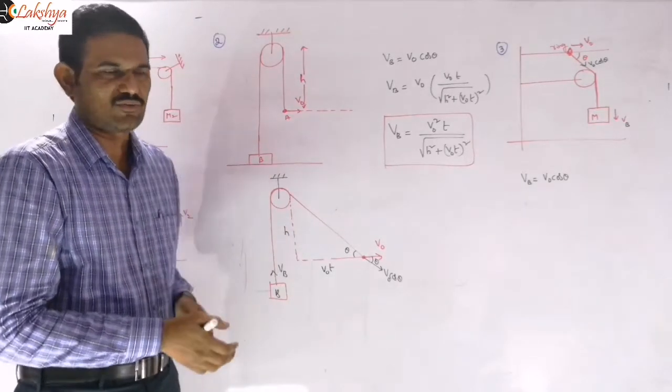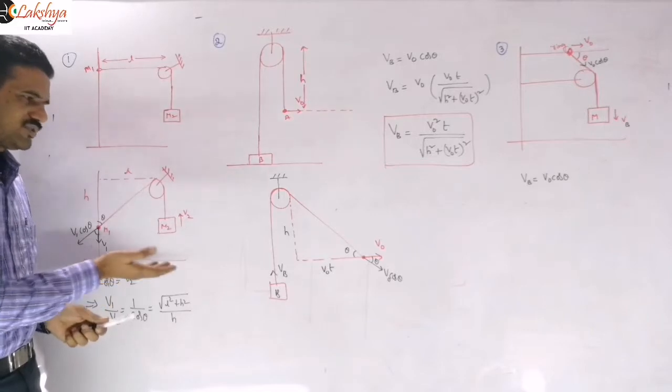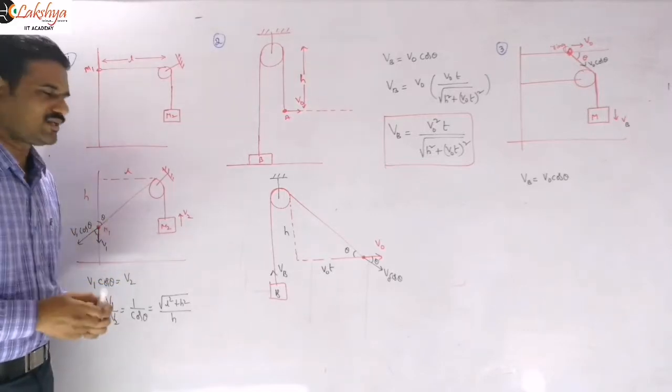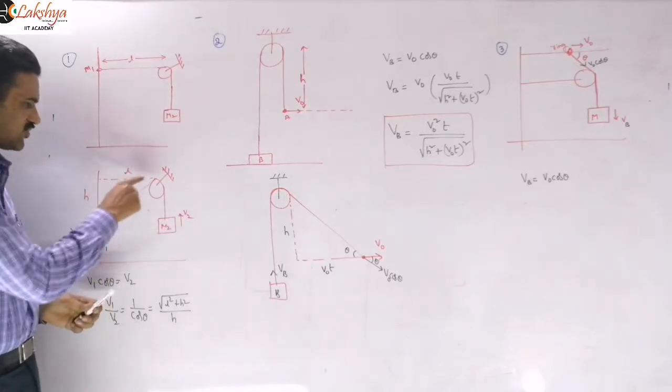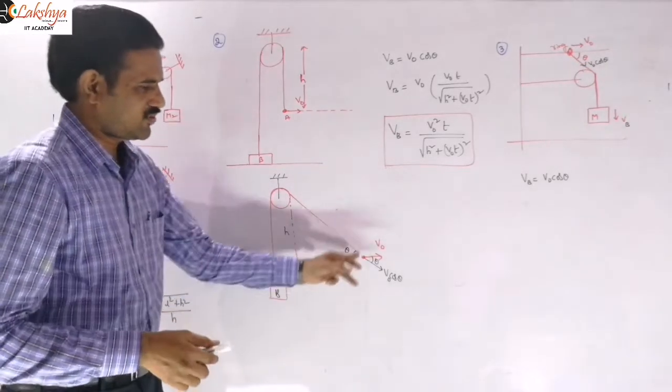You can also derive it by differentiation, but that method is not required. As you know this velocity constraint, you can solve it easily here. So here also you can use the Pythagoras theorem, and here also you can use the Pythagoras theorem.